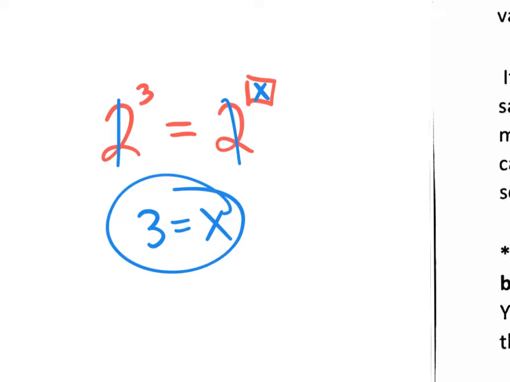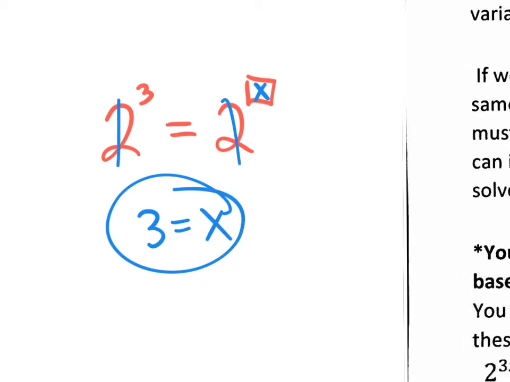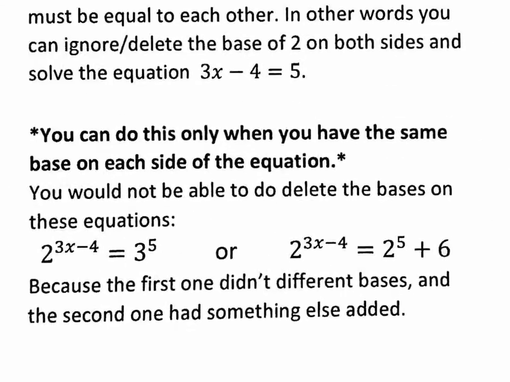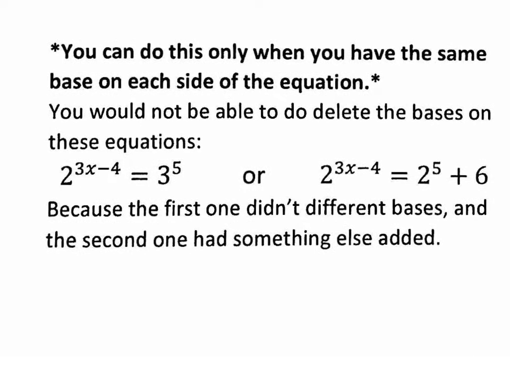What if it was just like... Let's go back to our notes so we don't get too lost here. And that actually answers your question. It says you can do this only when you have the same base on each side of the equation. So right here you have a base 2. Right here you have a base 3. You can't do it right here. Right here you have a base 2. Over here you have a base 2. But there's also this plus 6, and that messes it up also.